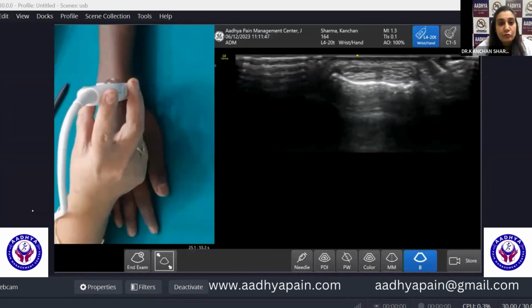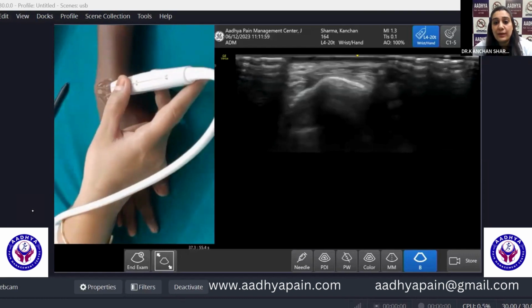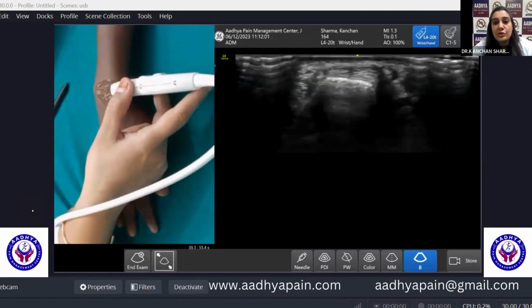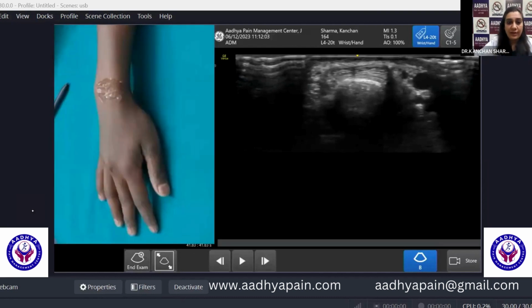Now, if I want to scan the first compartment, what I am supposed to do is slide my probe towards the radial side. Fine. So if I slide my probe like this, then I will reach the first compartment. So that is one way. We do have another way of examining the first compartment, which I'll be showing you in a while.